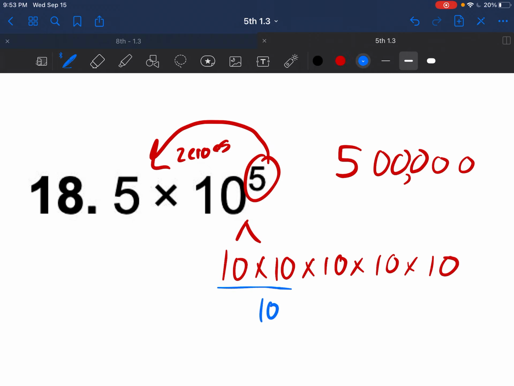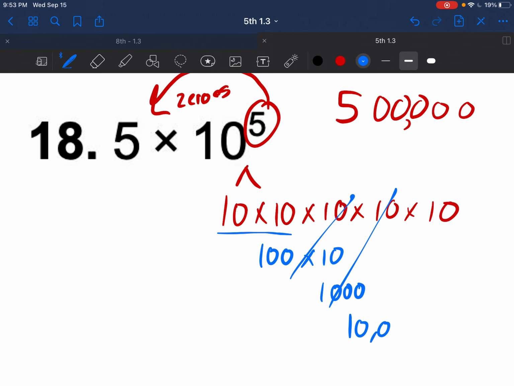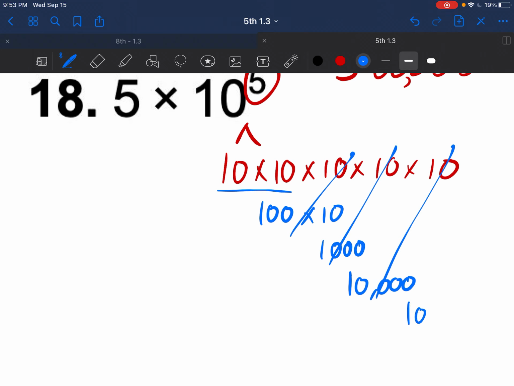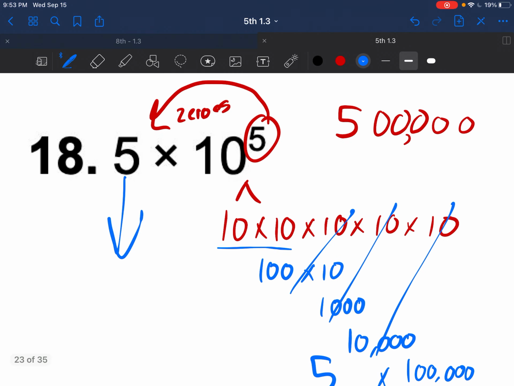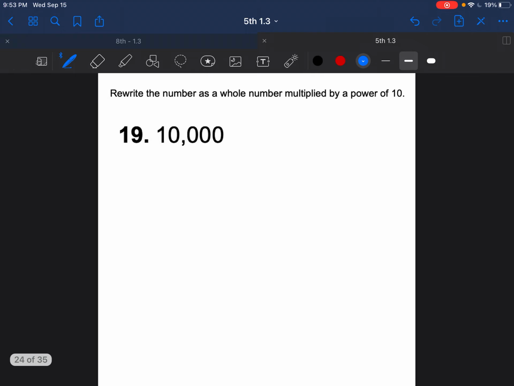How many zeros should I have? Let's see. 10 times 10 is 100. 100 times 10 is 1,000. 1,000 times 10 is 10,000. And 10,000 times 10 is 100,000. And let's bring down that 5. What is 5 times 100,000? Check that out. We were right. We didn't even have to show all of that extra work. We just figured it out. So let's go on to the next one.